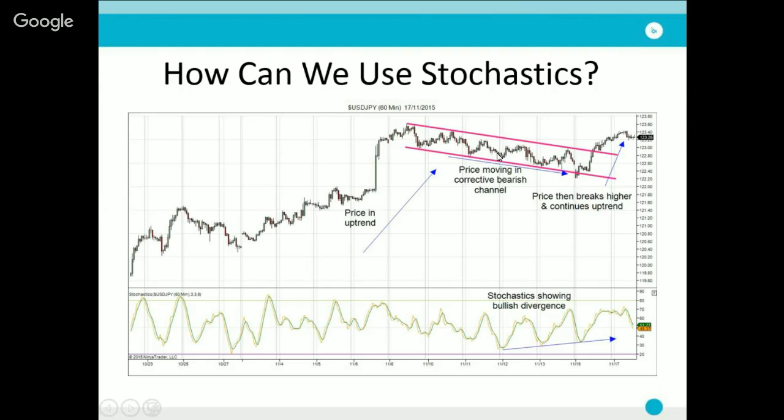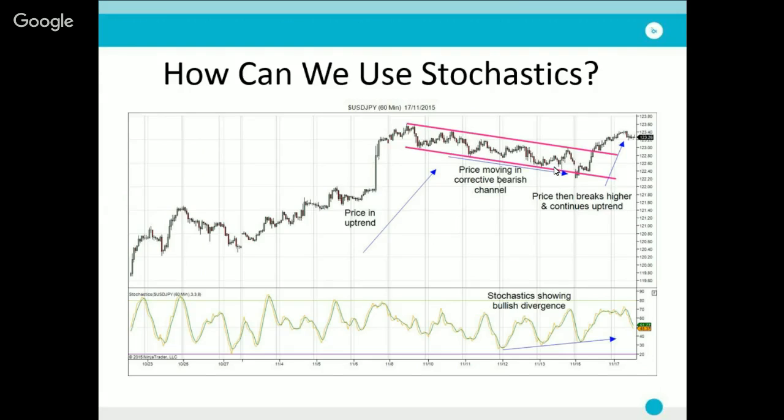And although price is continuing to push lower, the stochastics actually start to push higher, making a series of higher lows and higher highs. So when we see this type of situation occurring, this alerts us to the fact that momentum is actually starting to build in the other direction, and price is vulnerable to a reversal, in this instance higher. So where we're looking at price correcting lower within an uptrend, and then we identify bearish momentum waning as price continues to push lower, then that signals to us that a reversal is likely to happen.